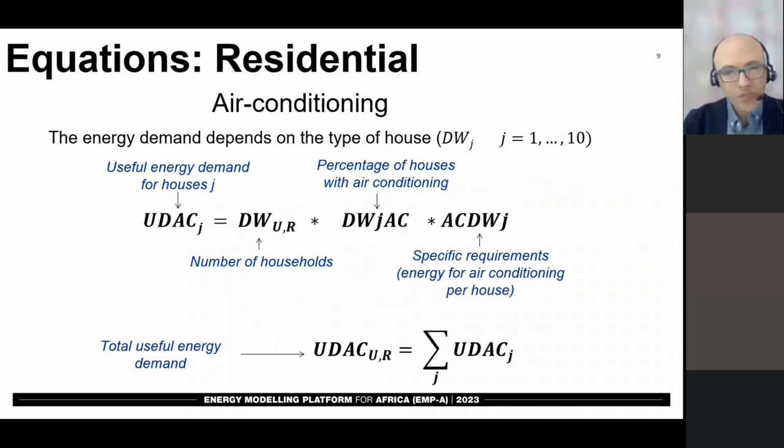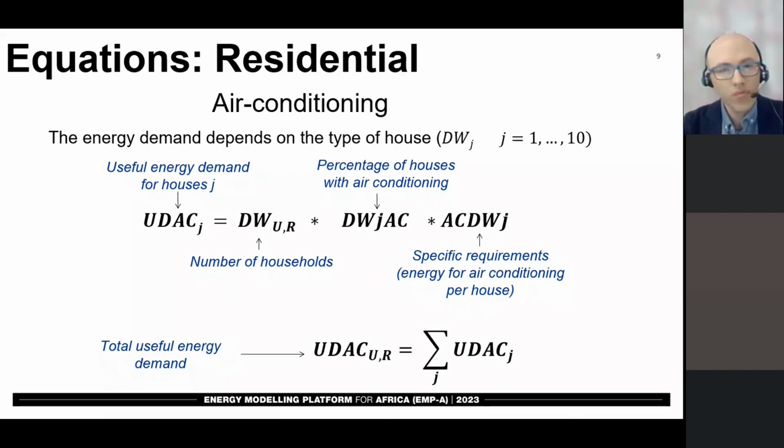For air conditioning, the specific requirements will be different from one type of houses to another, and the equipment rate will be different from one type of houses to another. So the useful energy demand is given by multiplying the number of households by the percentage of houses with air conditioning by the specific requirements. This is the energy consumed by household per year.